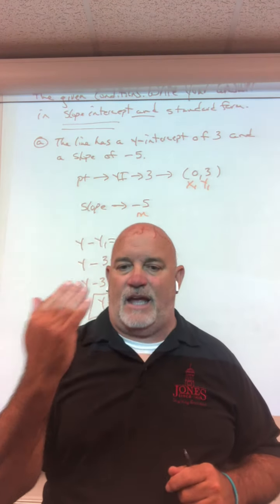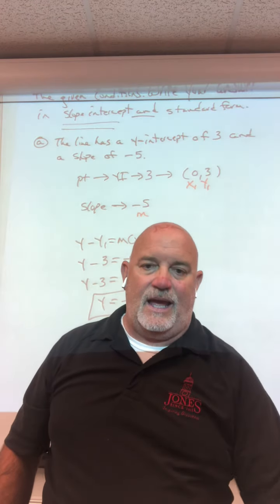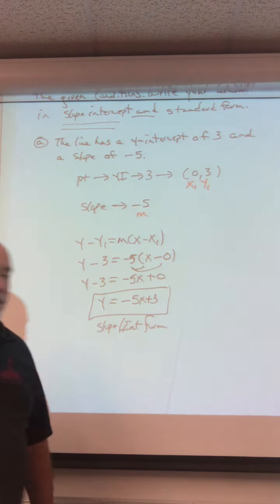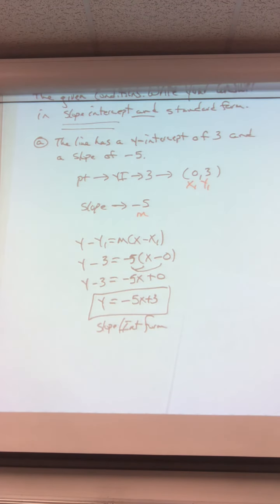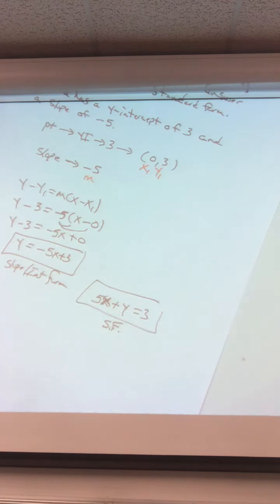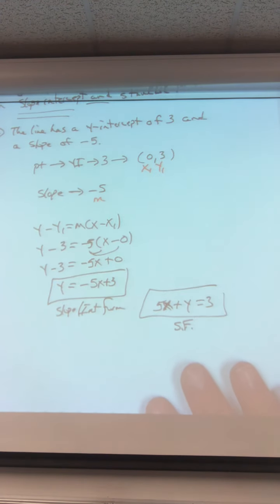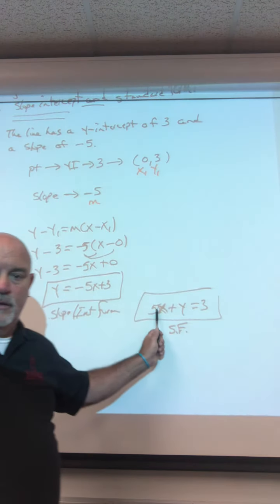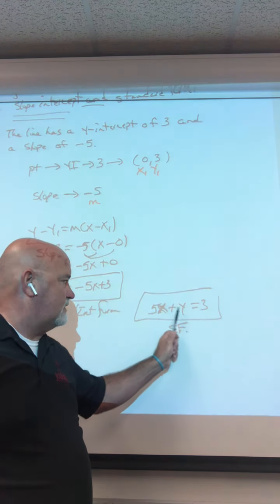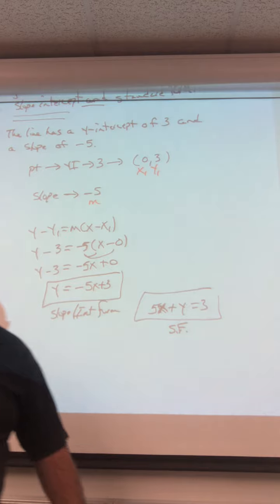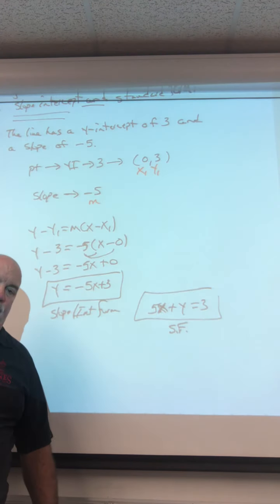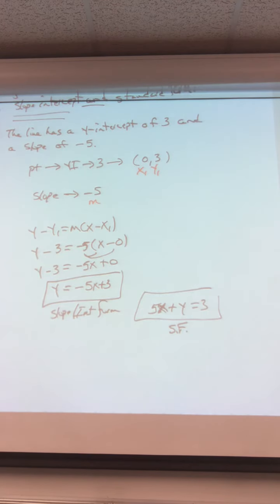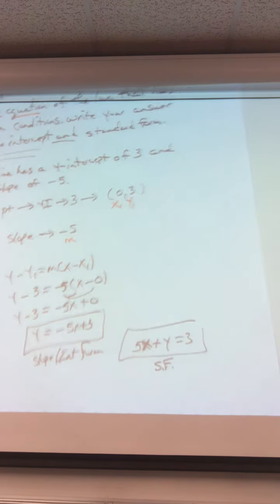Standard form means get the x first, the y next, the equal sign, and the number over on the other side. So, if I want to put this in standard form, all I do here is move the 5x back to the other side. It's in standard form now. X, y, equal, and number on the other side. So if it asks for slope-intercept form, that's it. Standard form, that's it. But make sure you enter the answer in the right form.